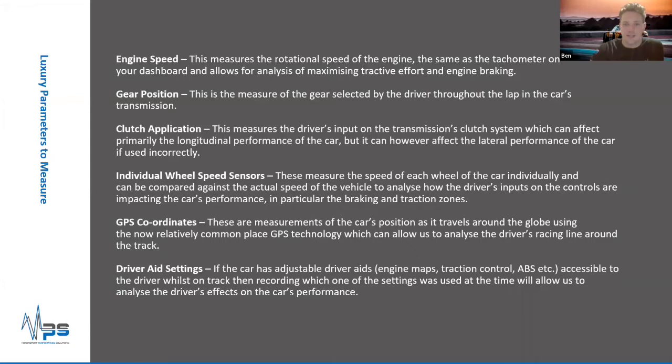A real nicety is the individual wheel speed sensors. I mentioned before an overall vehicle speed. We could do something like GPS speed for that, whereas the real beneficial one, if you can afford to do it, is individual wheel speed sensors. So this is a speed sensor on your front left, front right, rear left, rear right. There's various benefits to analysing those, which I'll cover later on.